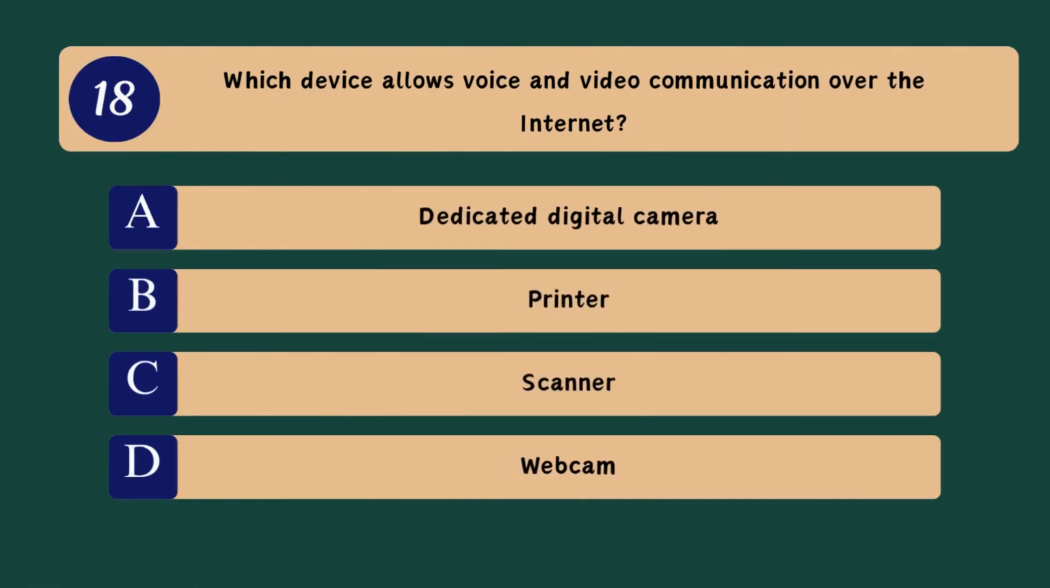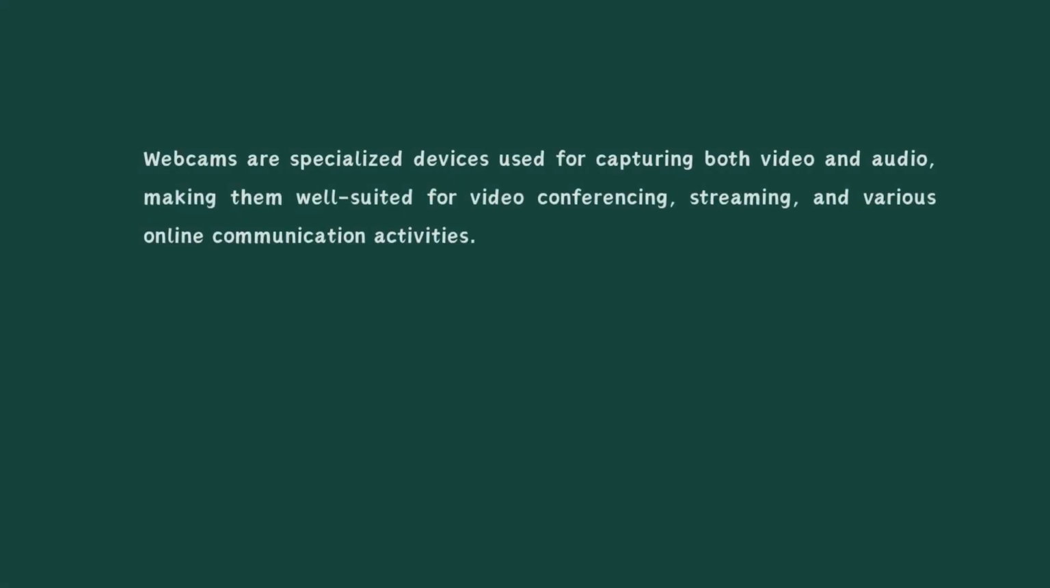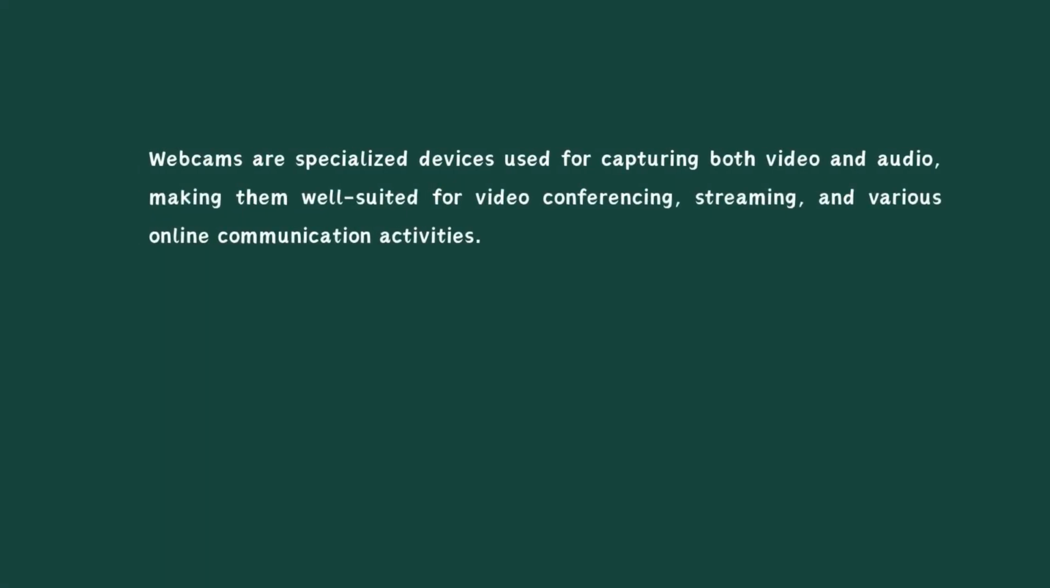Question 18. Which device allows voice and video communication over the Internet? A. Dedicated digital camera. B. Printer. C. Scanner. D. Webcam. Correct answer. D. Webcam. Webcams are specialized devices used for capturing both video and audio, making them well-suited for video conferencing, streaming, and various online communication activities.